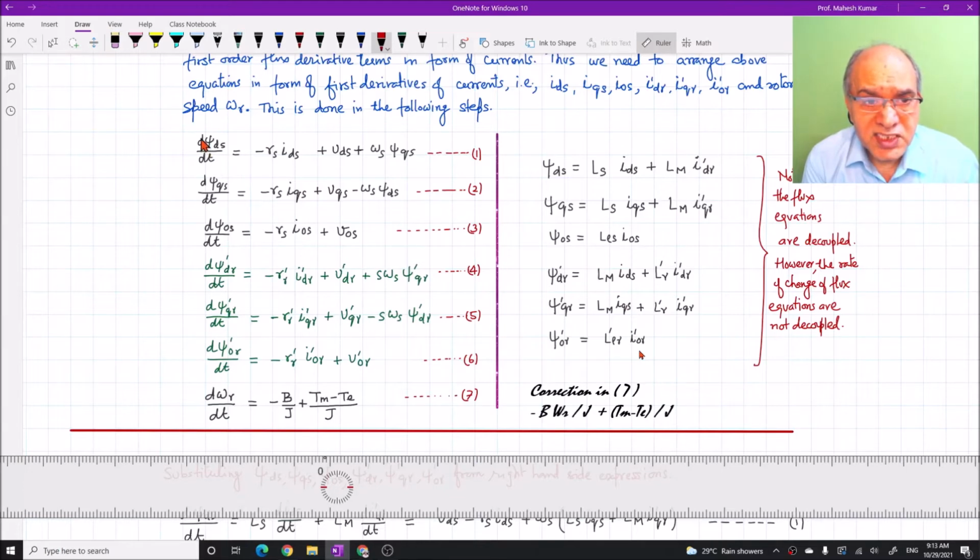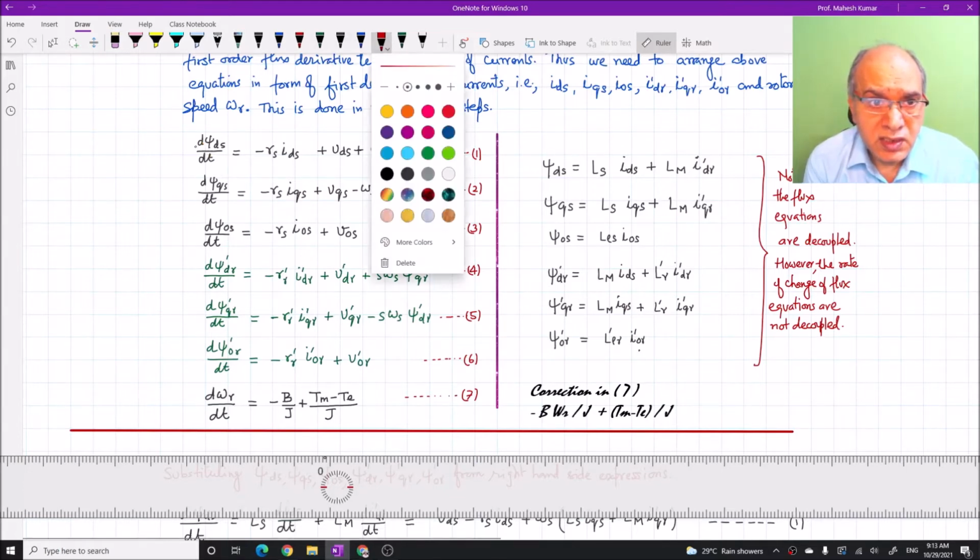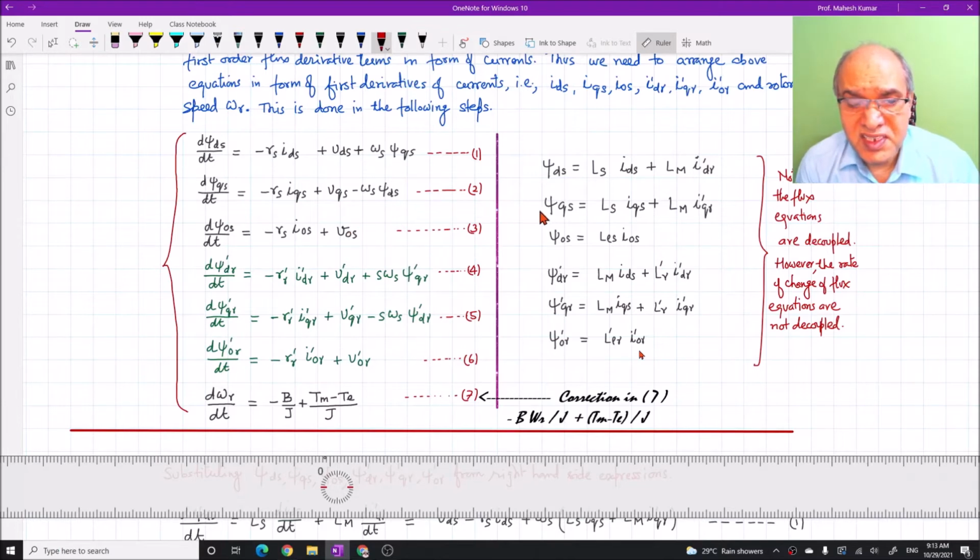Now we have developed these equations. We know how the flux linkages are related to the currents. These are the expressions we developed in the previous class: psi ds is Ls ids plus Lm idr dash. Similarly, psi qs is Ls iqs plus Lm iqr dash. And then comes psi 0s, Lls into i0s, and so on.